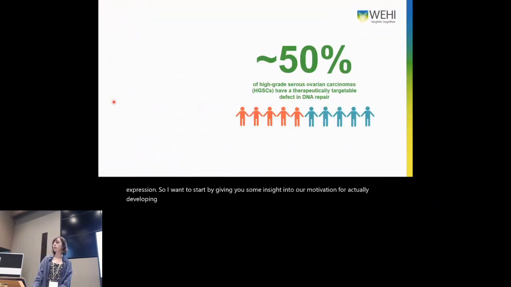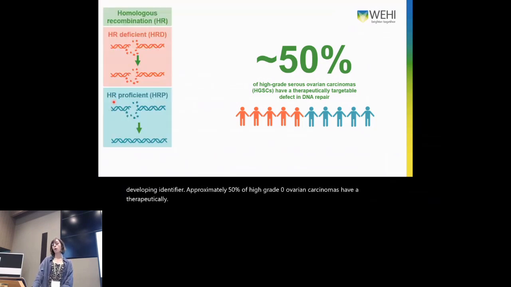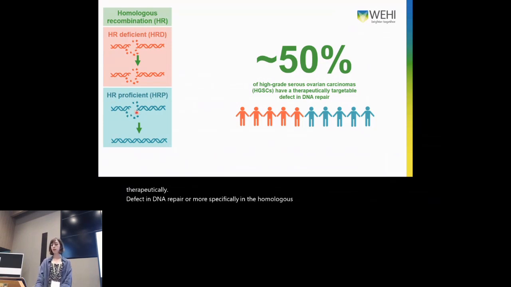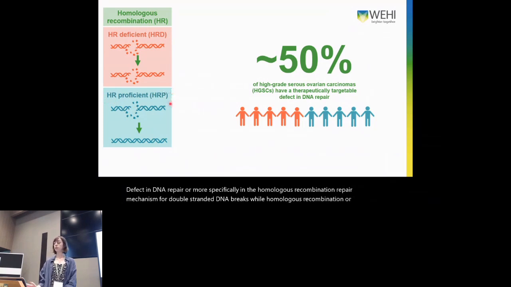Approximately 50% of high-grade serous ovarian carcinomas have a therapeutically targetable defect in DNA repair, or more specifically, in the homologous recombination repair mechanism for double-stranded DNA breaks. While homologous recombination, or HR proficient cells, are able to repair double-stranded damage through this relatively error-free mechanism, those that are deficient are unable to do so. And this leads to an accumulation of damage and scarring in the genome.